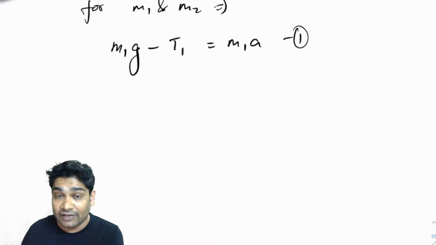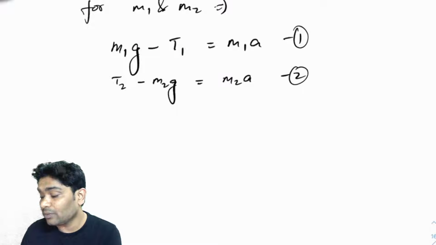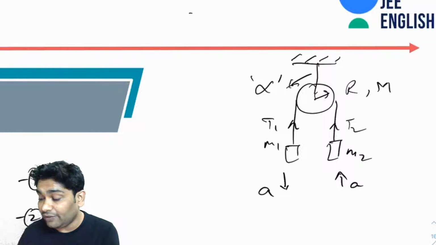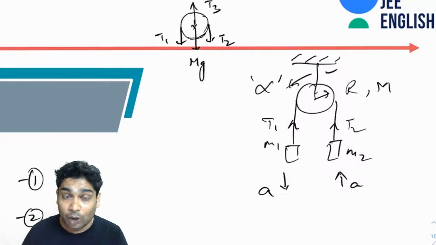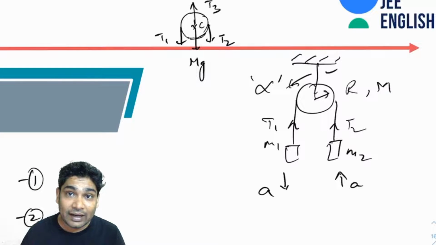The second equation that I have is for M2, which will be T2 minus M2g equals M2a. Right. Third equation I will write for the rotation of the pulley. So if I make the free body diagram of the pulley and take all the torques about its center, I realize there would be some force from this string, Mg, then I have T1 acting here, then I have T2 acting here, and some T3. So if I take the torques about the center of the pulley, let's say C, I only get the torques due to T1 and T2.